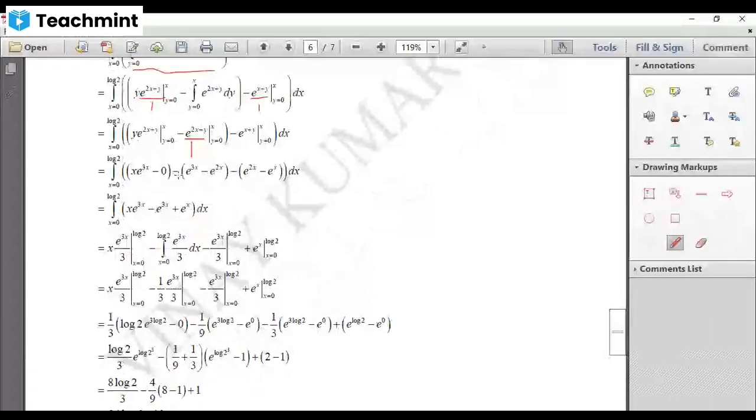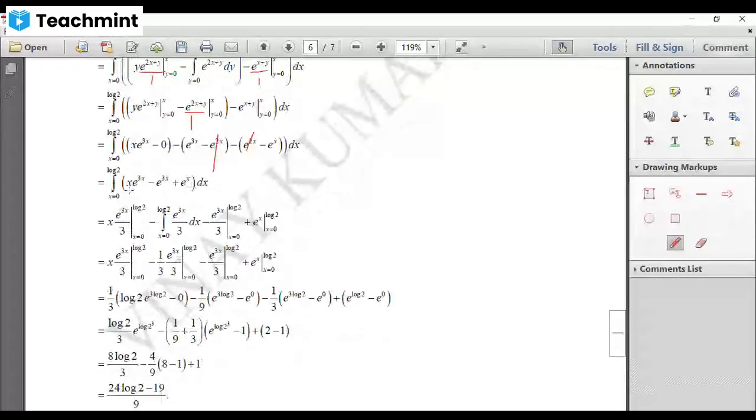Now multiply by the minus sign, you'll get x into e to the power of 3x minus e to the power of 3x, minus into minus plus e to the power of 2x minus e to the power of 2x. These two get cancelled, right? Minus into minus plus e to the power of x. Now it is very easy to integrate this, right?